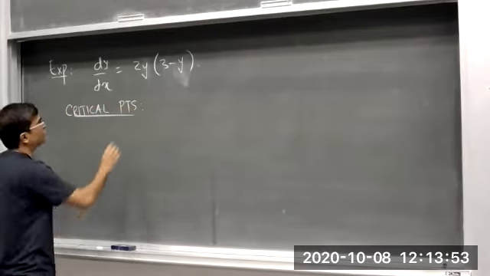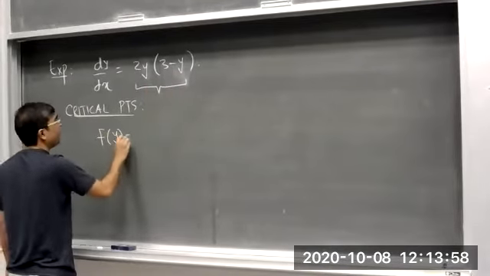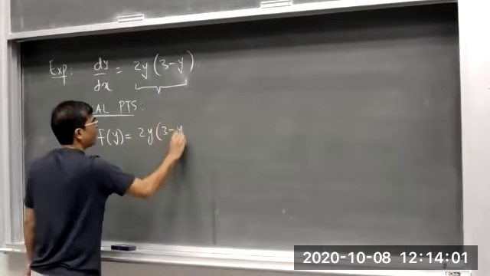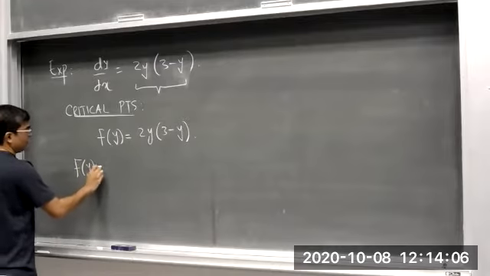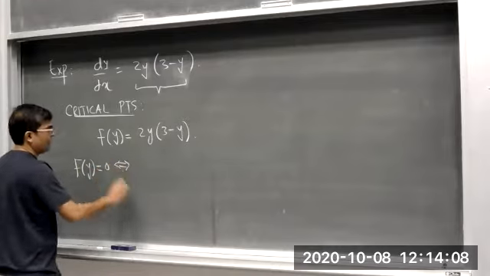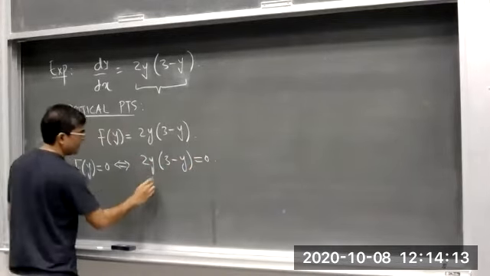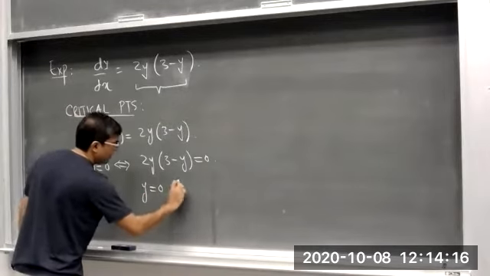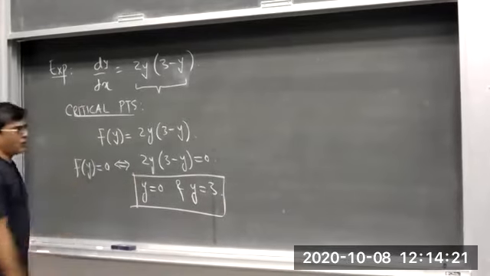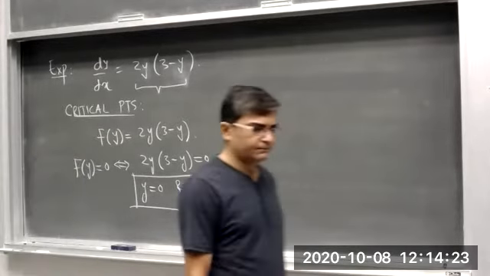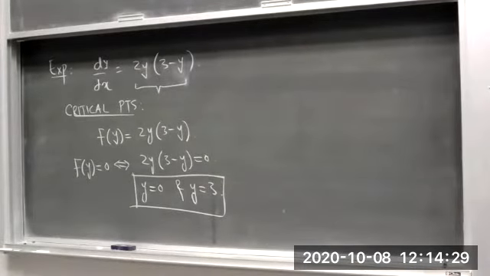How to find critical points? This is your right-hand side function, f of y is 2y into 3 minus y. Now, in order to find the critical points, we put f of y equal to 0. It means 2y into 3 minus y is equal to 0. From here, we can find y is equal to 0 and y is equal to 3. These are two critical points of the given autonomous differential equation. I hope you get it. If you have any question, you can ask me.